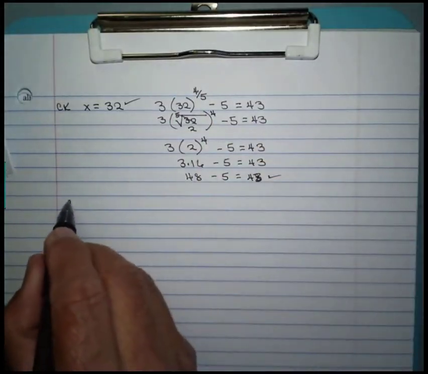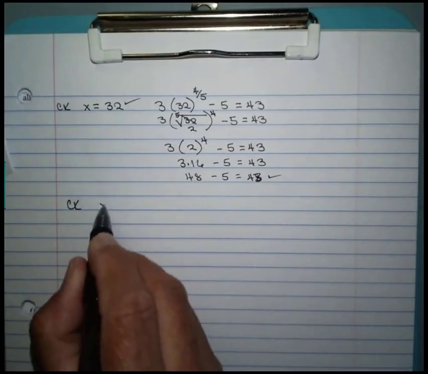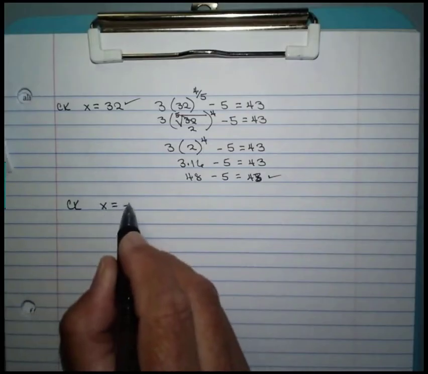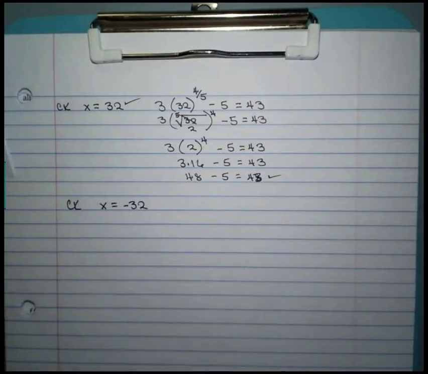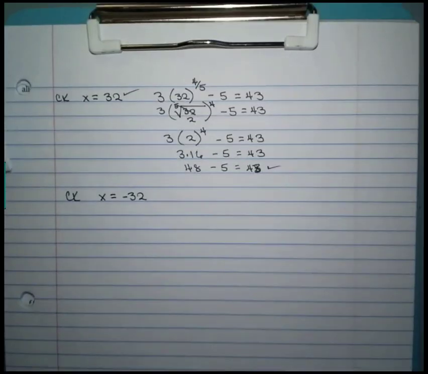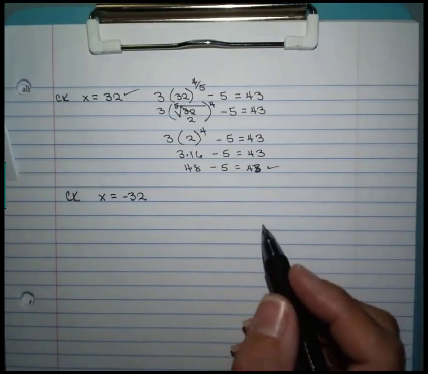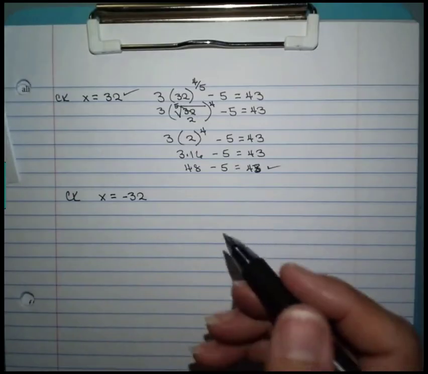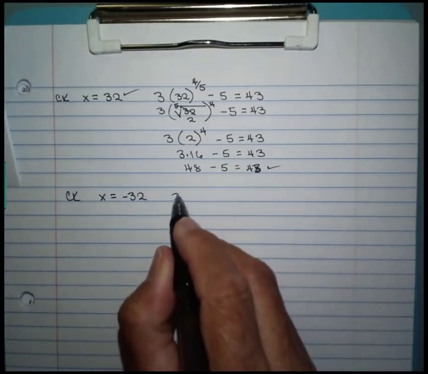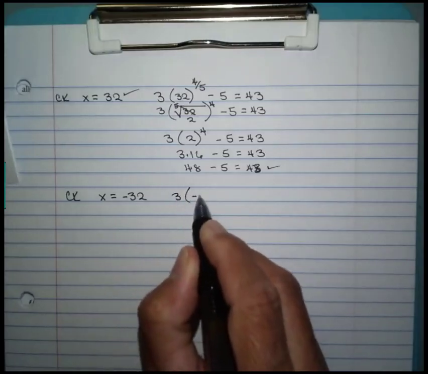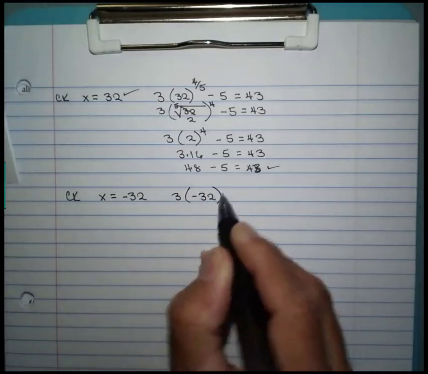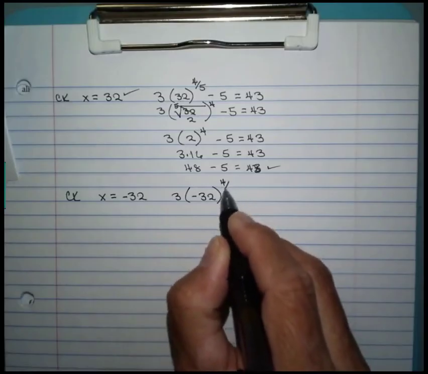Now let's check another one. Like I said, I probably won't take as much time checking every one of these because I want to give you a lot more work solving them than doing the checking. And this is the algebra that you probably already know anyway. But let's see what we do with this one. We say 3, and we say the x is replaced by negative 32. It's raised to the power of 4/5.